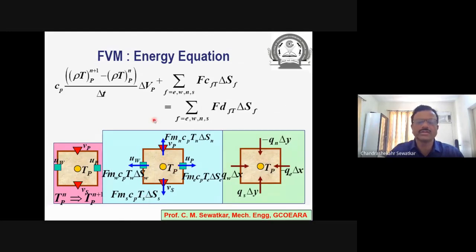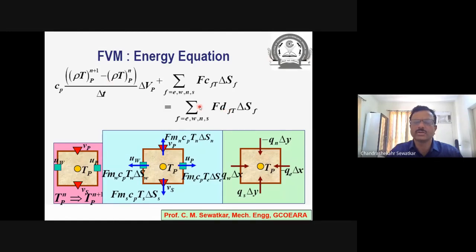In the same way, the energy equation can also be written. First is the unsteady term, which is shown diagrammatically here. TP changes from TP at the nth level to TP at the n+1 level. And we have convection of the heat here. This is the convection flux of heat transfer. It is a flux of heat. This is the diffusion flux, diffusion of heat.